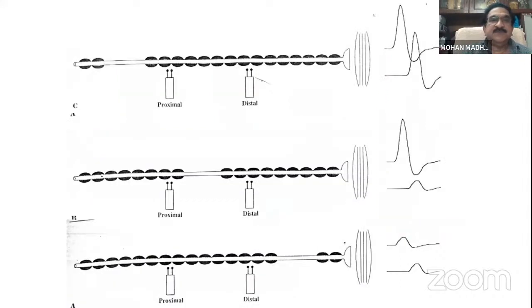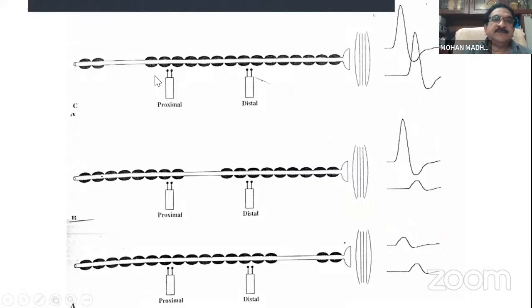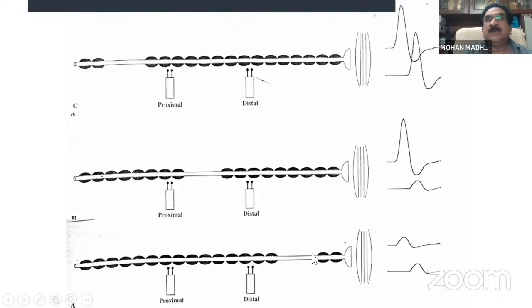This is again the same thing which I have shown here. If the block is proximal, you get a normal amplitude. Only if the block is between the two electrodes do you get the classical conduction block parameters. With a distal block, you get only a low amplitude potential.